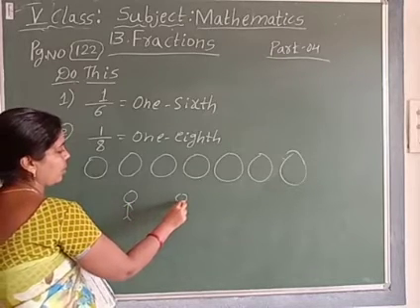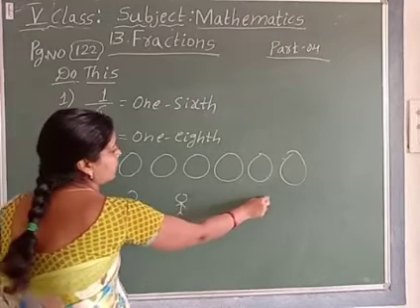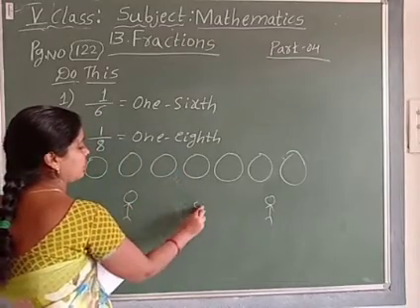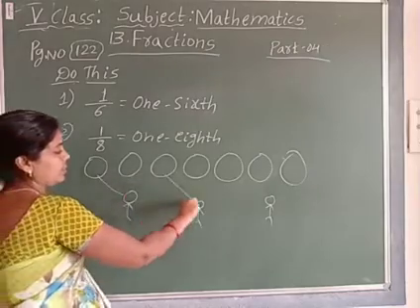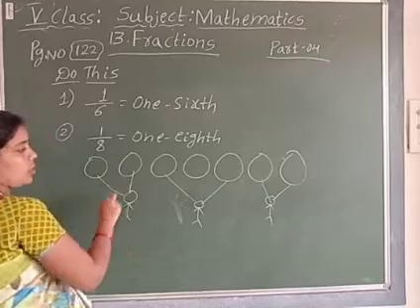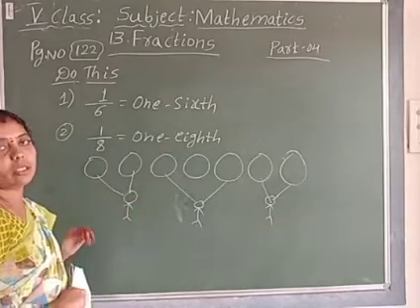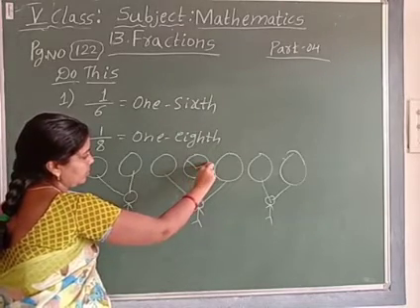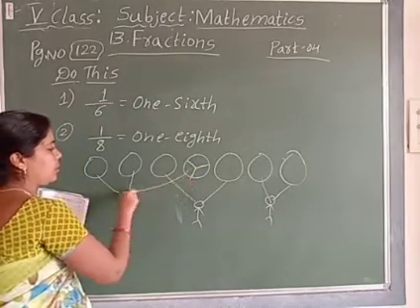1, 2, 3. So 3 people. First of all, each one gets 1. Then 2. So each one gets 2 only. Then again 1 is remaining. So that one we divide into 3 equal parts. 3 equal parts. Now in this part, we will distribute.